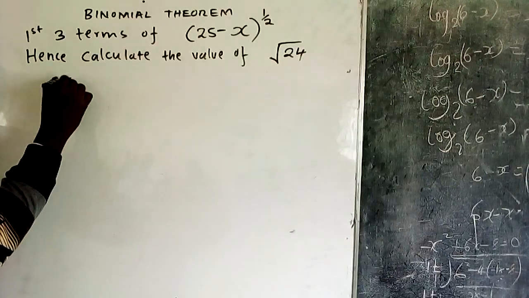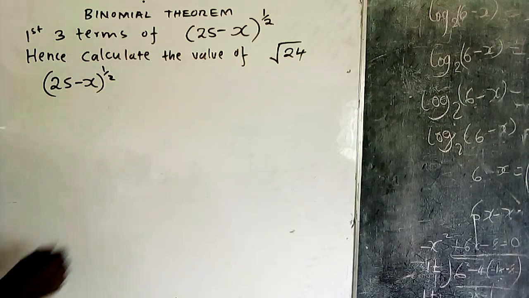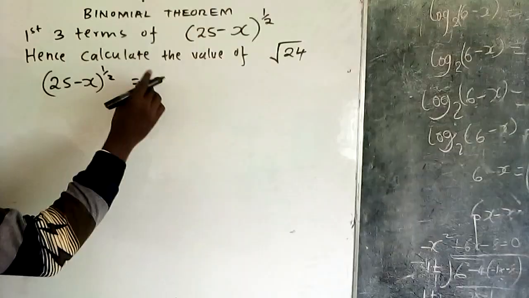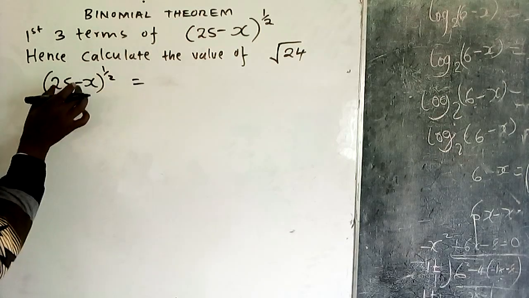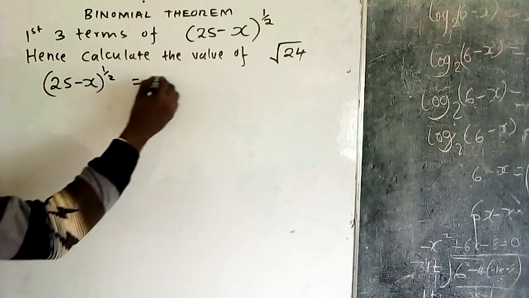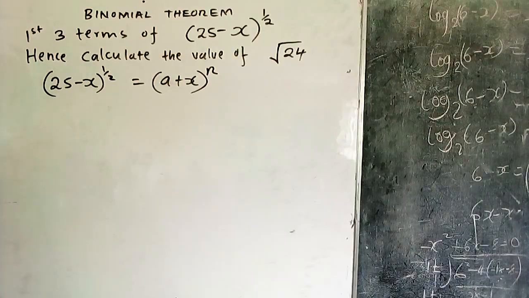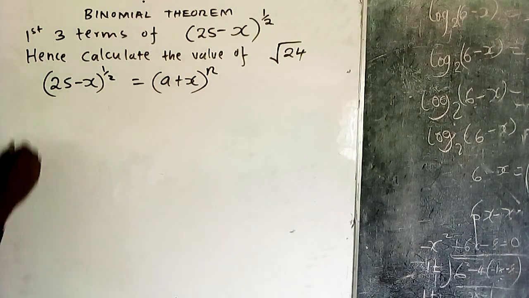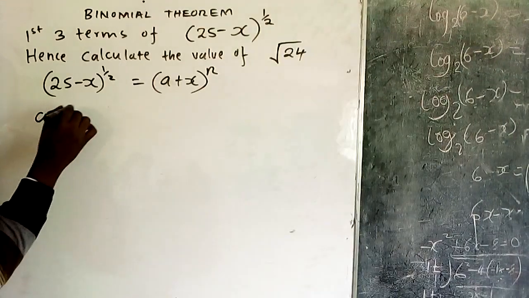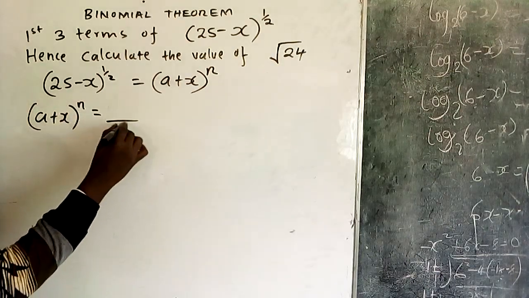So for you to use a binomial theorem, you know when you have 25 minus x raised to power half, this is in the form... 25 minus x is in which form? It is in the form of a plus x raised to power n, isn't it? Yes. So we start, when you have a plus x raised to power n, the first term is n over 0 factorial.